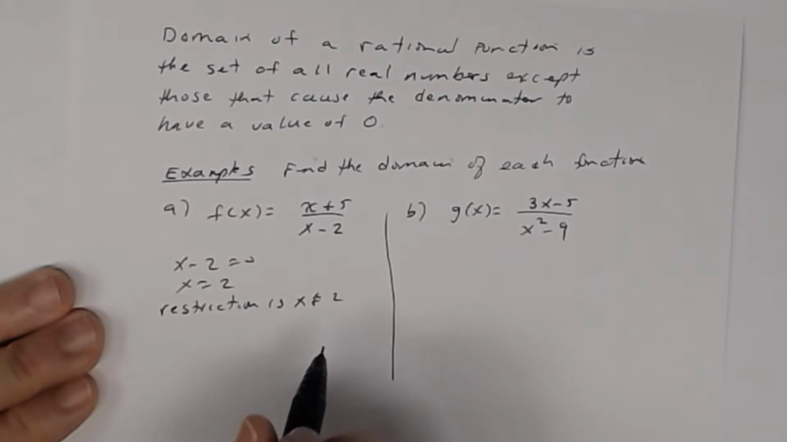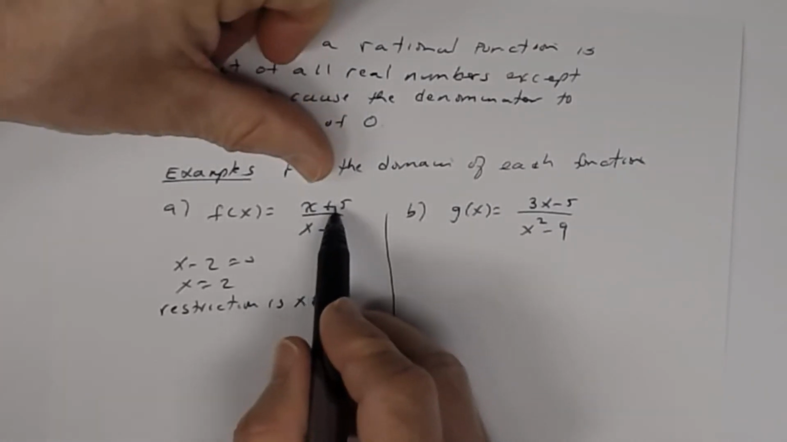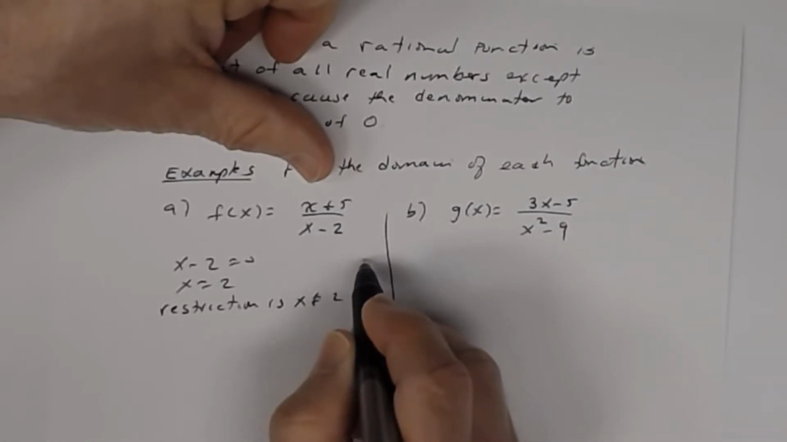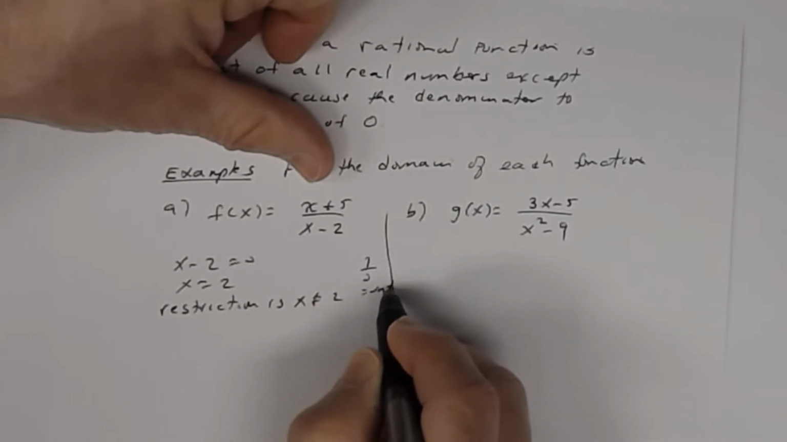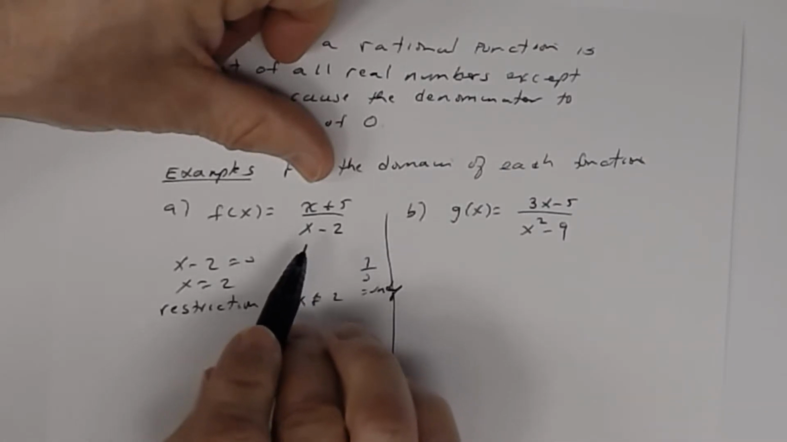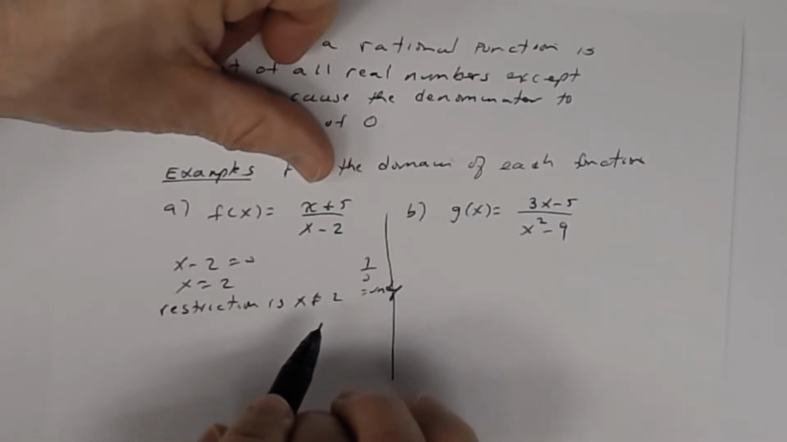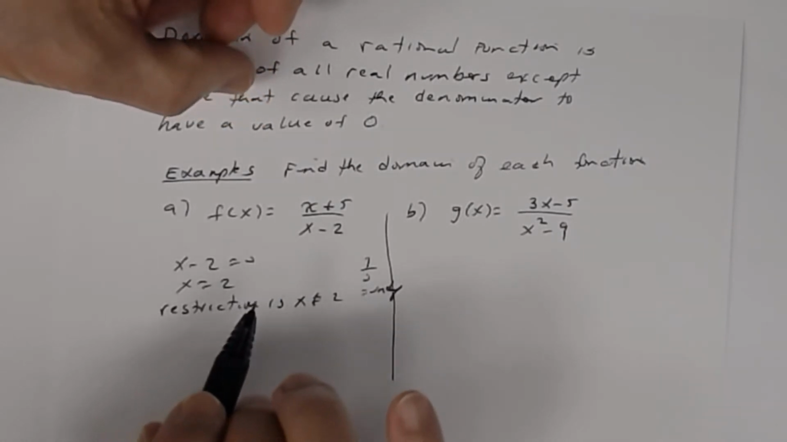Because if x is 2, notice what you have. If x is 2, you have 2 plus 5, which is 7. I'm going to put that here. 7 divided by 2 minus 2, which is 0, which is undefined. All right, so that rational expression is undefined when x is 2. Now remember how to write the domain.